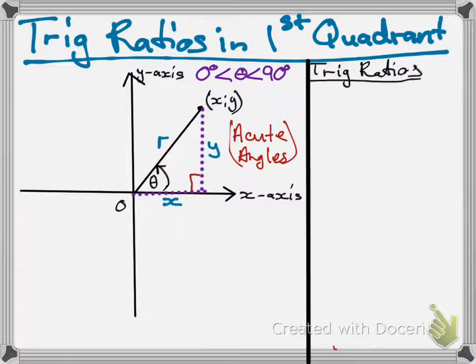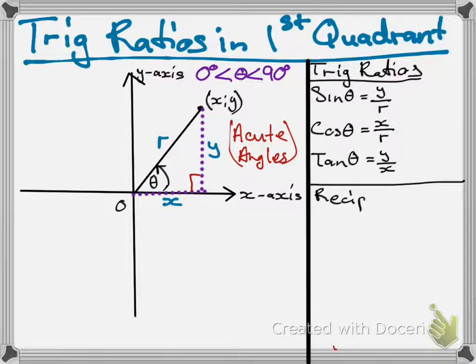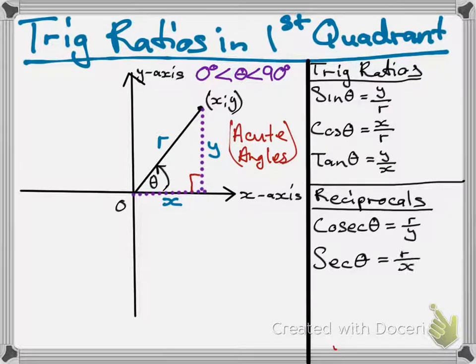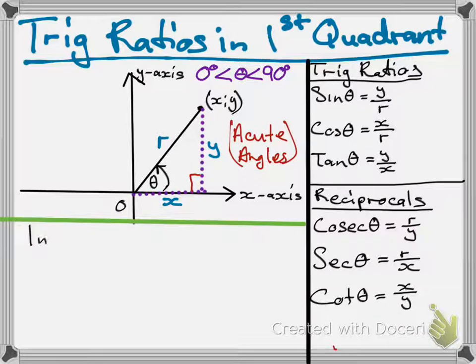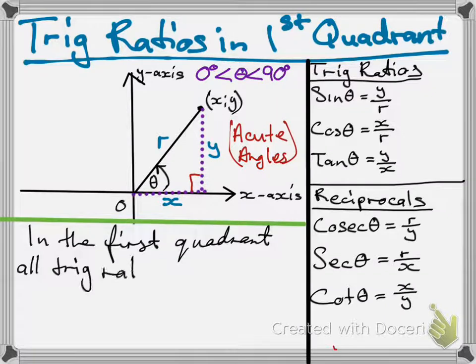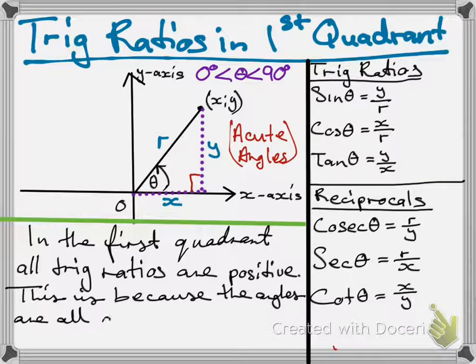And in the first quadrant, we've got acute angles, and our angle theta will be between 0 degrees and 90 degrees. So sine theta is equal to y over r. Cos theta is going to be x over r. Remember, you will be using your trig ratios: sine is opposite over hypotenuse, cos is adjacent over hypotenuse, tan is opposite over adjacent, and then we have the reciprocals there. And you will see that in the first quadrant, all the trig ratios give you positive values. All the trig ratios are positive.